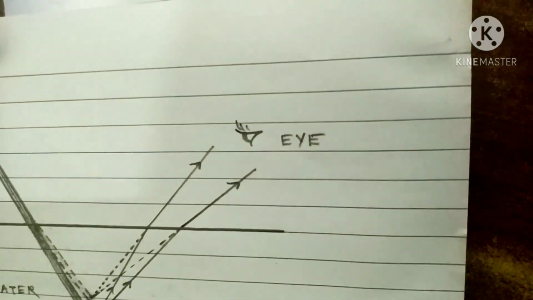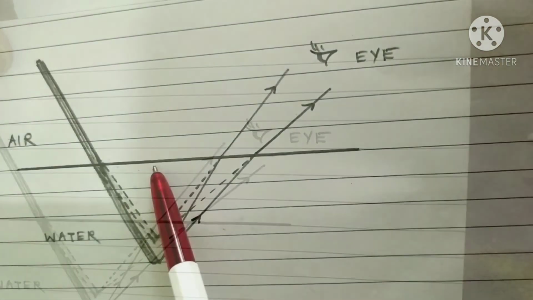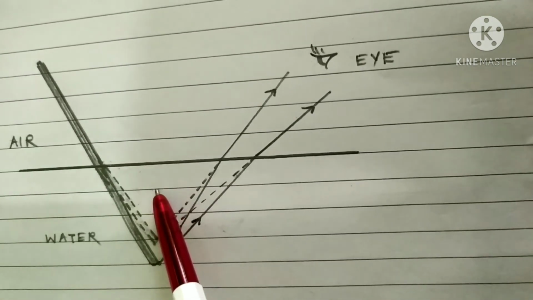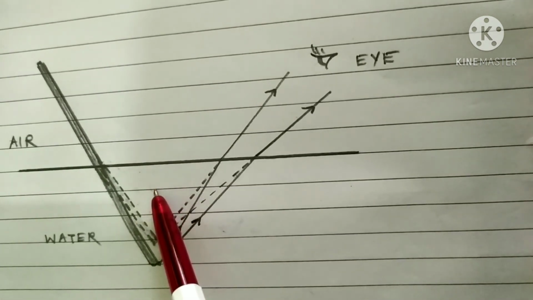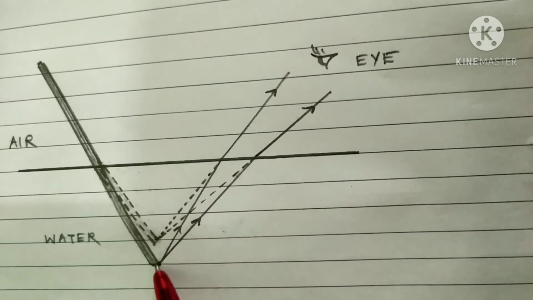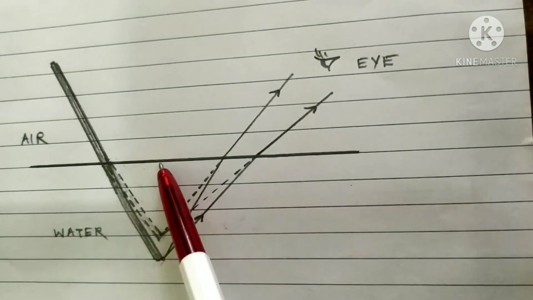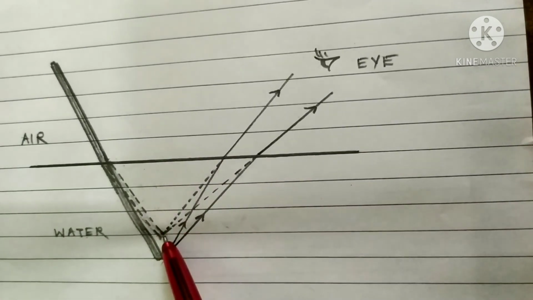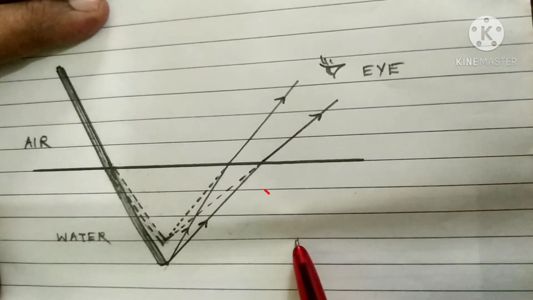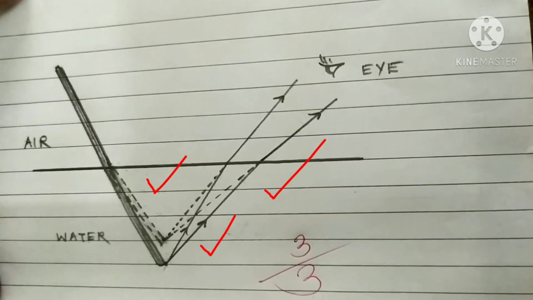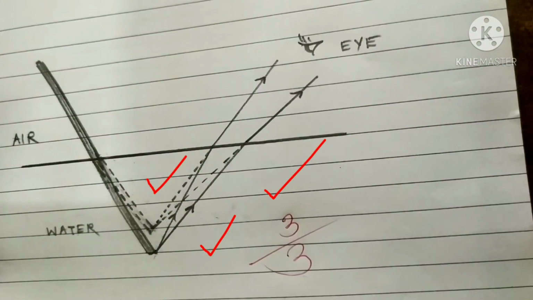Here, what about this? Well, this real depth is taken as 1 unit from here to here, 1 unit, 2 units, 3 units, 4 units. Real depth is 4 units, and 1, 2, 3 is the apparent depth. So, all the best.